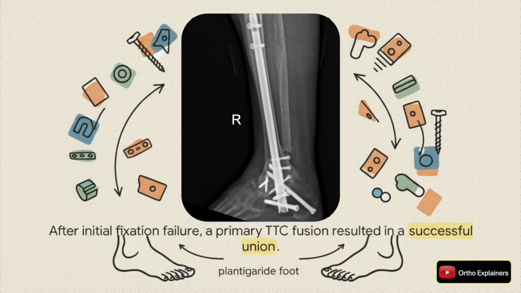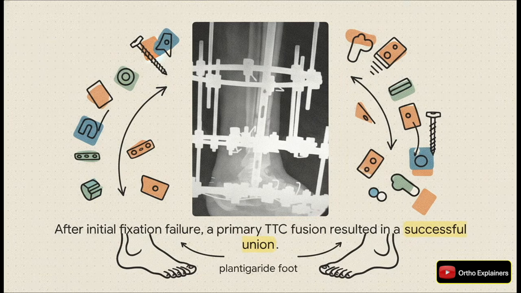Now, in this patient's case, an initial fixation elsewhere had already failed. So the decision was made to go straight to a TTC fusion. And look at the result: a solid, stable, plantigrade foot. I mean, the sole is flat on the ground, she can bear weight stably. By correctly identifying her as high risk and choosing the right procedure, a successful outcome was achieved. We avoided that whole devastating cascade we saw in the first case.